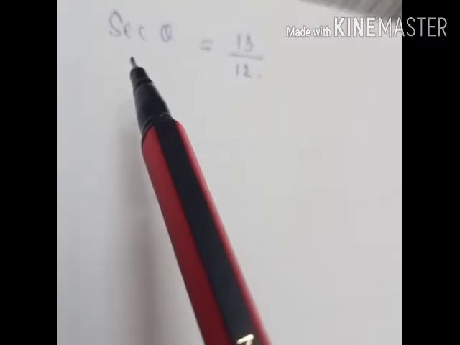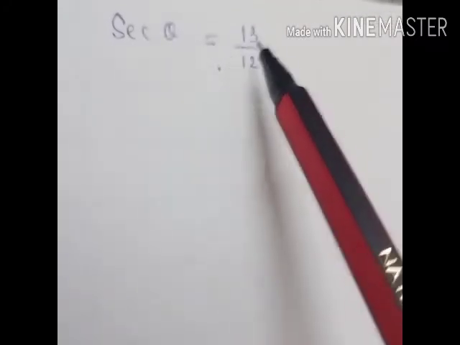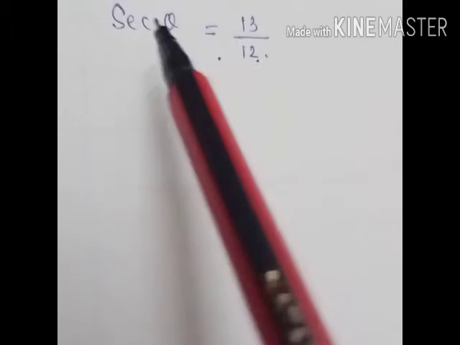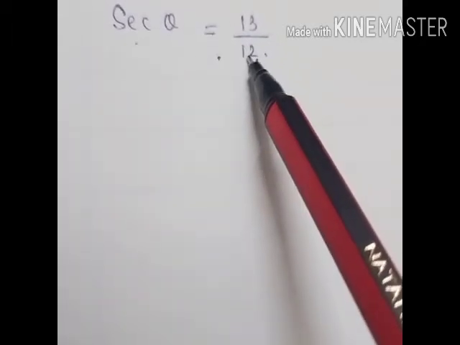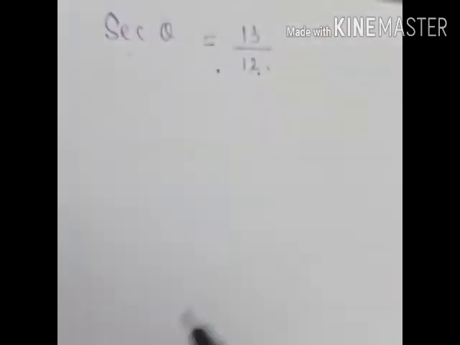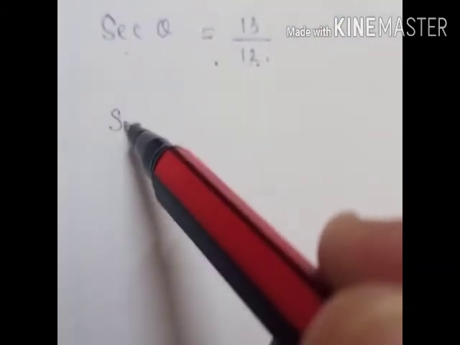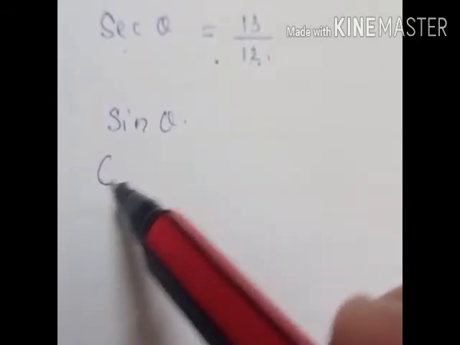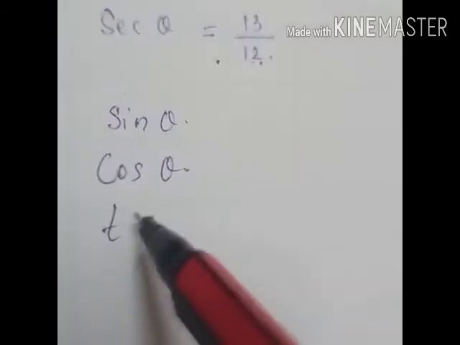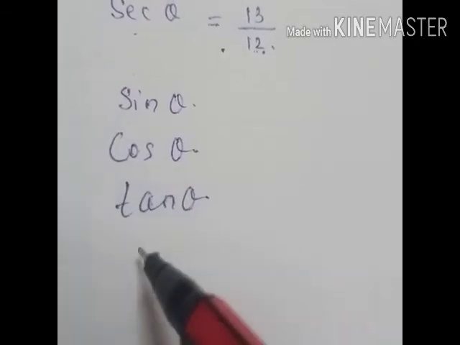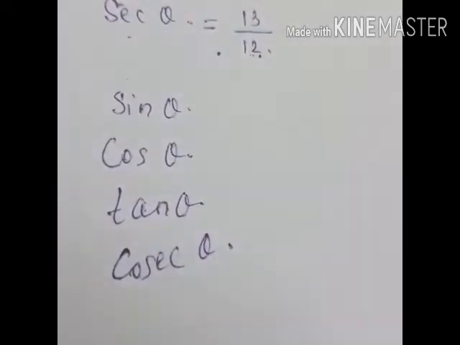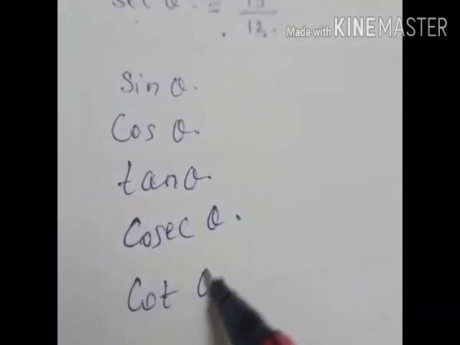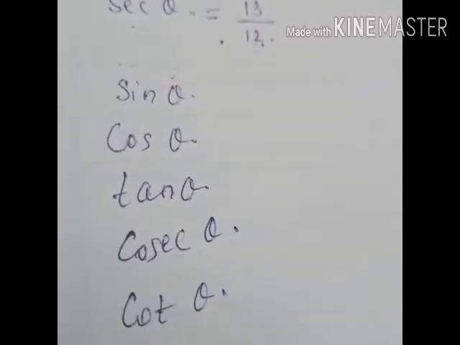According to the question, it is given that sec theta equal 13 by 12. Then we have to find all the other trigonometric ratios. That means we have to find sin theta, cos theta, tan theta and cosec theta. Sec theta is already given. Next, cot theta. These 5 trigonometric ratios we have to find.